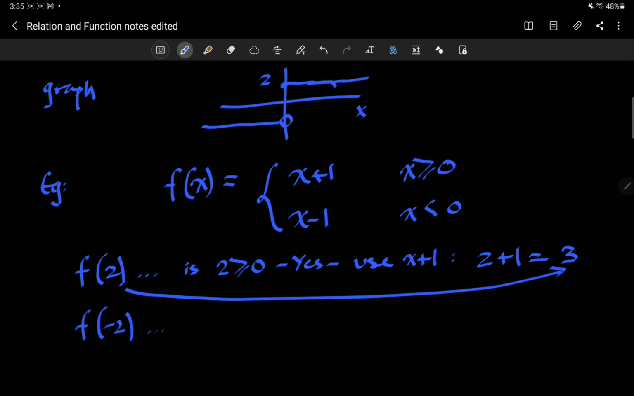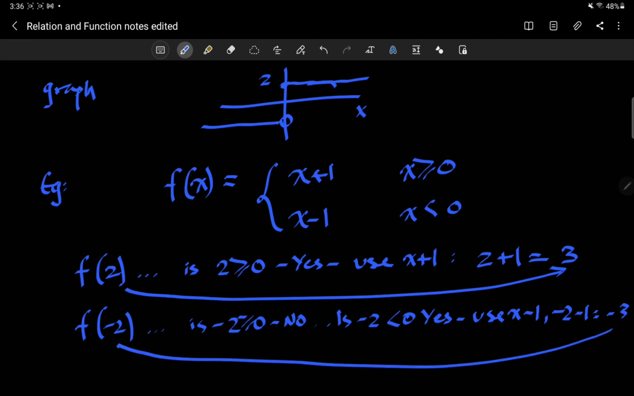F of negative 2, so you ask, is negative 2 greater than 0? No. Then you move on to the next definition. Is negative 2 less than 0? Yes. Then you use x minus 1. So negative 2 minus 1 is negative 3. So this is going to give you an output of negative 3.